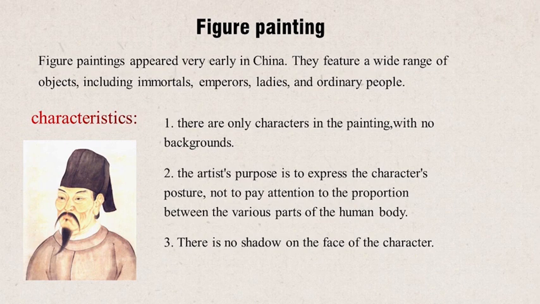First, there are only characters in the painting with no backgrounds. Second, the artist's purpose is to express the characters' posture, not to pay attention to the proportion between the various parts of the human body. Third, there is no shadow on the face of the character.